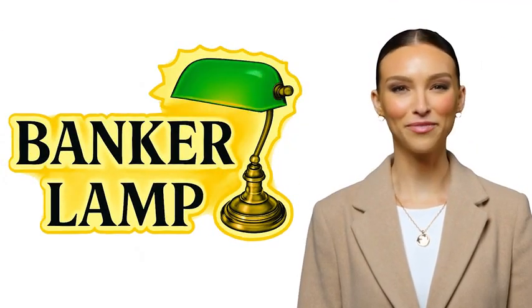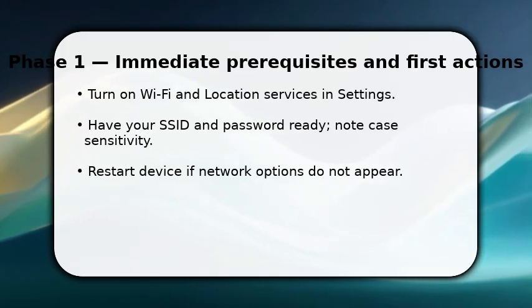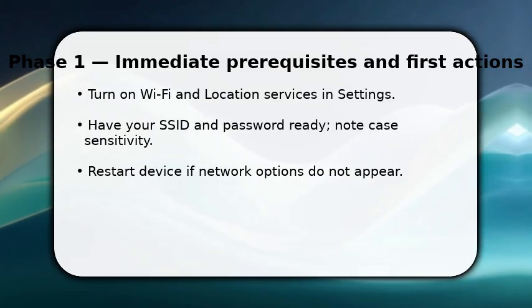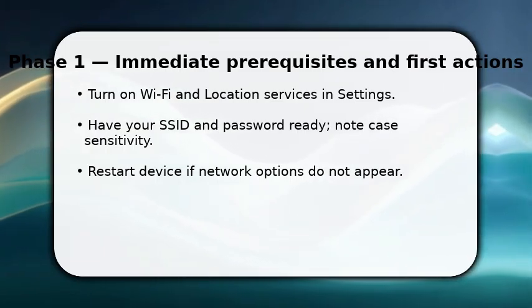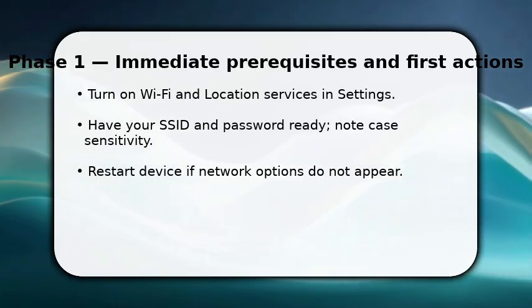Please enjoy the video. You begin by preparing the phone. Turn Wi-Fi on and enable location so networks appear accurately. This helps scanning and permissions. Once done, keep your SSID and password visible. Passwords are case-sensitive, so you can type without pauses.